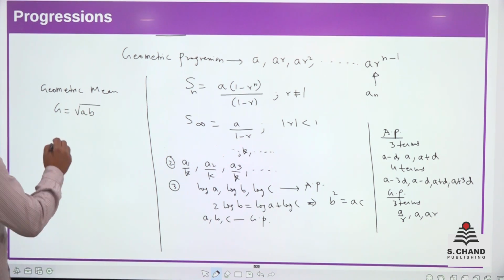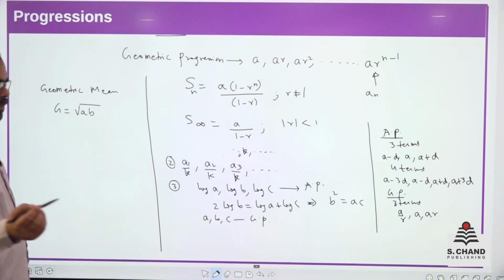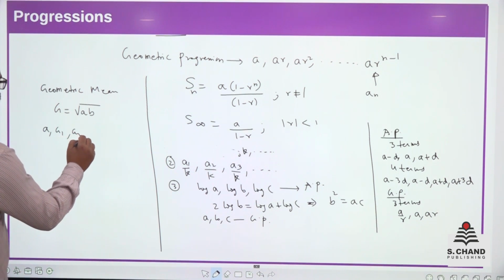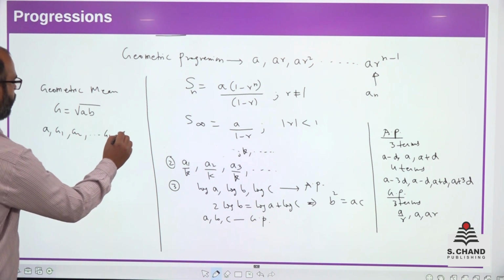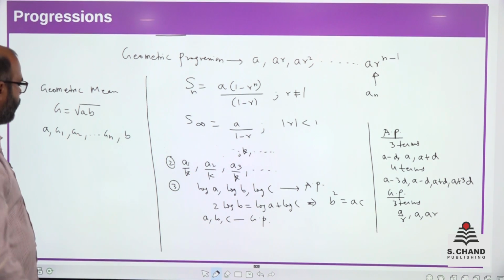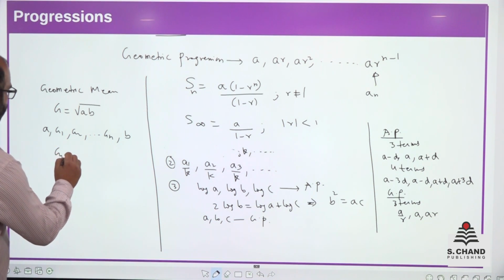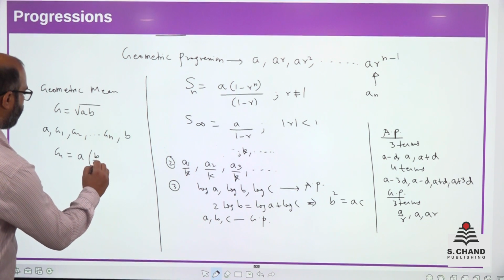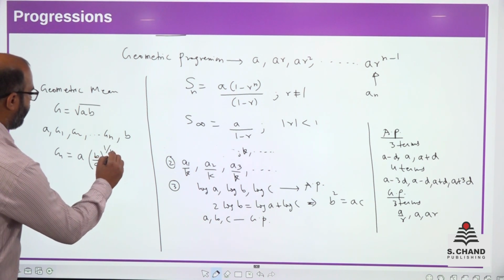If I say that there are n geometric means between A and B, so A, G1, G2 till Gn, comma B, this will form a GP. So, in that case, G1 is equal to A into the common ratio of the GP, which will be B by A to the power 1 by n plus 1.